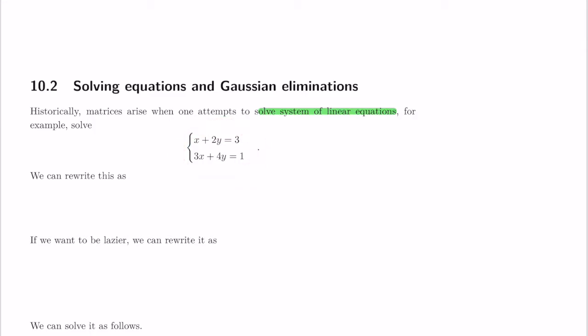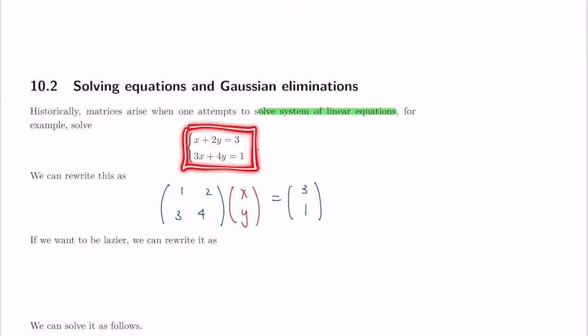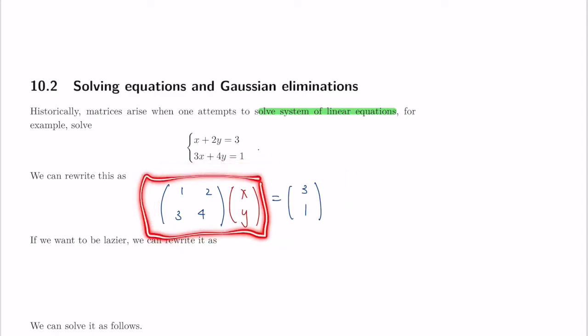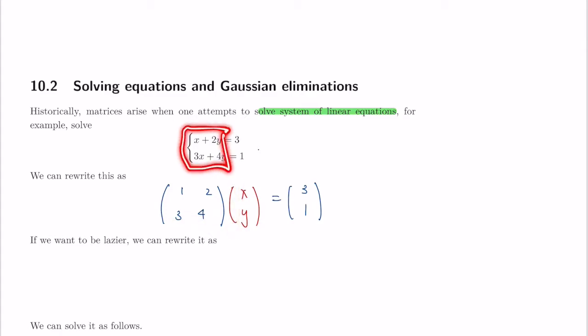Firstly, observe that the left-hand side can really be rewritten in the form [1, 2; 3, 4] times [x, y], and it equals [3, 1]. So think about that. I really didn't do any mathematics. I just rewrite this system of equation in a matrix form. If you multiply the left hand side out, you realize that what you get is really x plus 2y and 3x plus 4y. That is exactly the left hand side of this system equation.